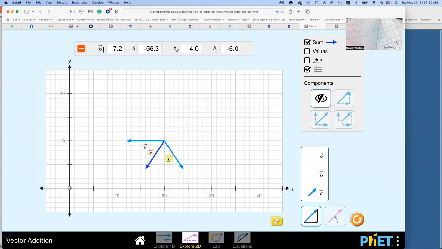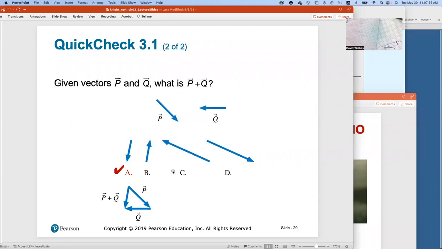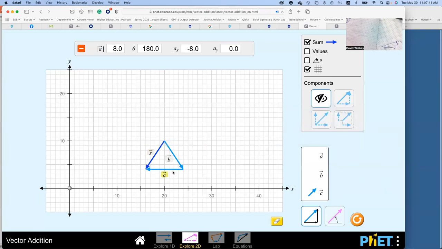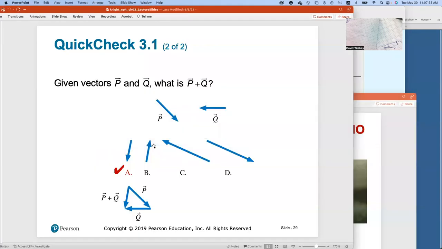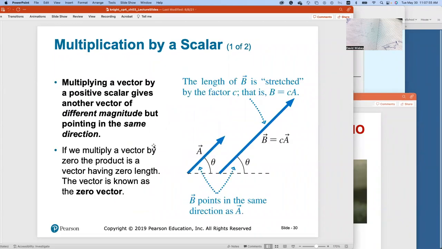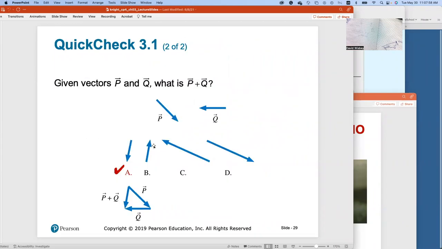So I put these tip to tail, or if they were pigs, it would be snout to tail. Okay. So you can use your vector tool to kind of. There we go. That looks better. Okay. So I use my vector tool and I got the answer to this one.